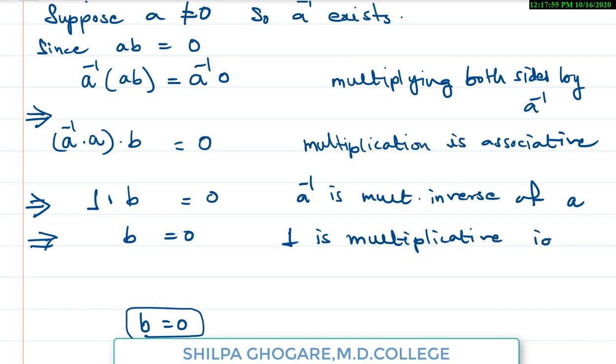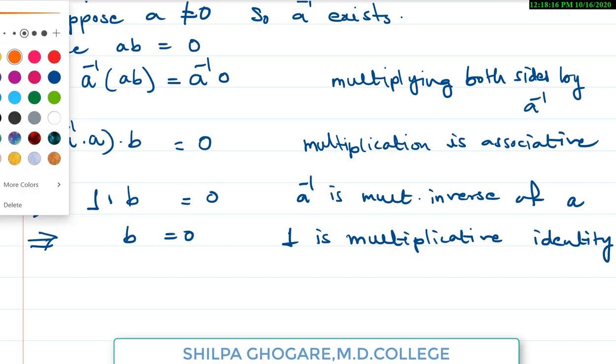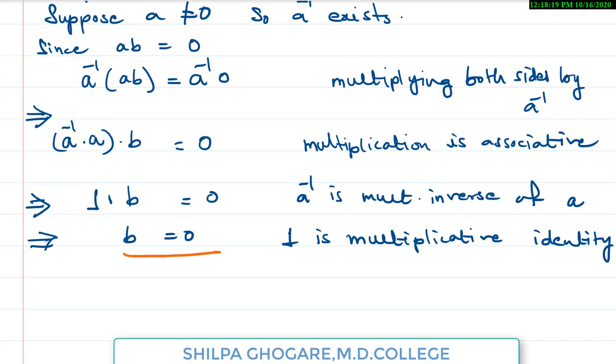Multiplicative identity. Okay, and so where did I end my last statement? What came to me? B is equal to 0. So that is what I wanted. So I cancel this part here, and I am getting B is equal to 0. Okay, that is my last statement. Okay, with this the part of the proof is over.